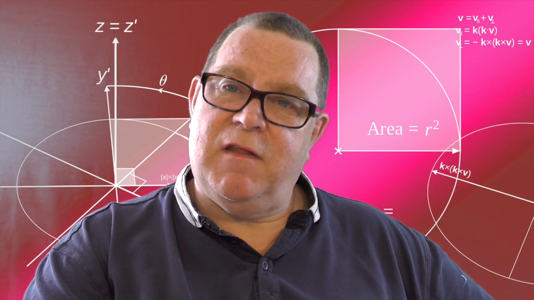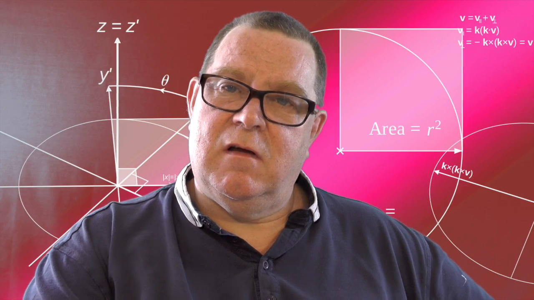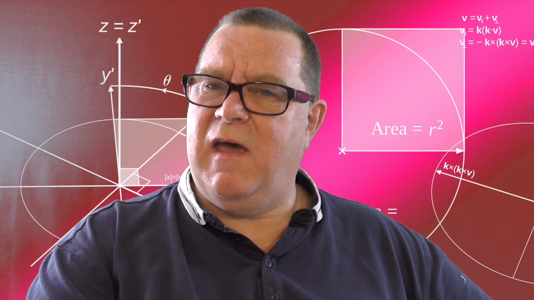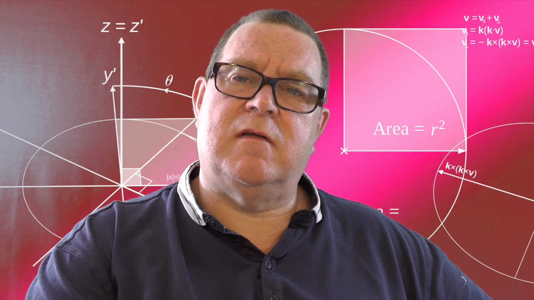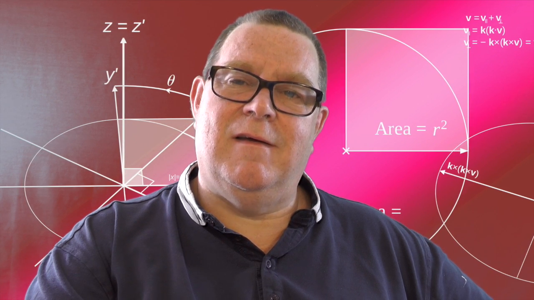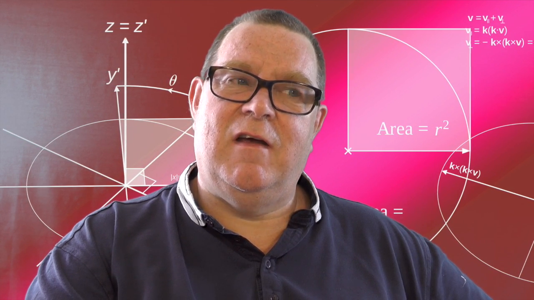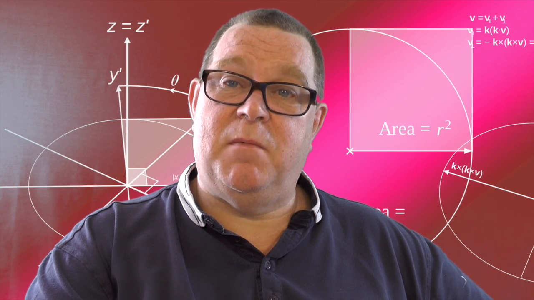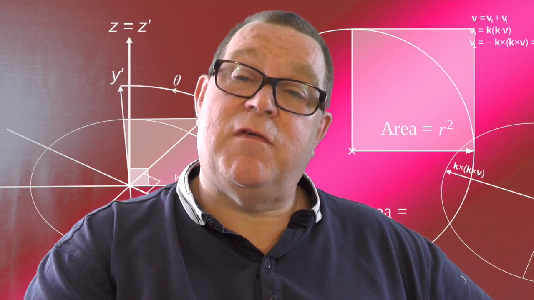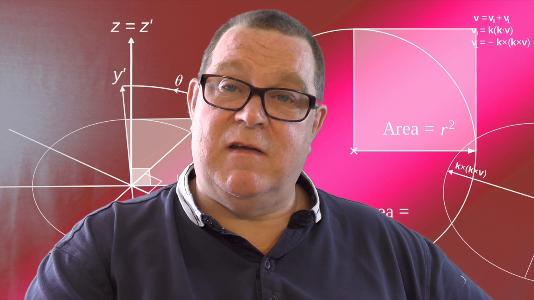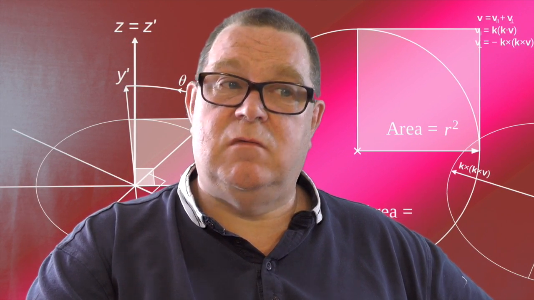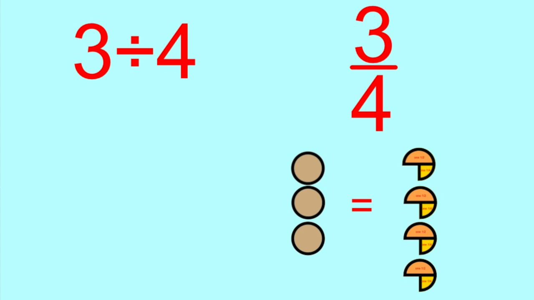Yeah, she had 3 loaves. And what did she have to share those 3 loaves amongst? Yeah, she had to share it amongst 4 people. So it was 3 loaves divided amongst 4 people. 3 divided by 4. And what did we end up with? We ended up that each of them had 3/4 of a loaf each.